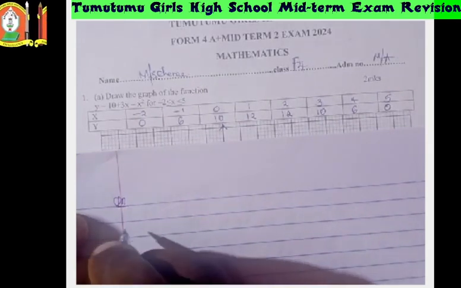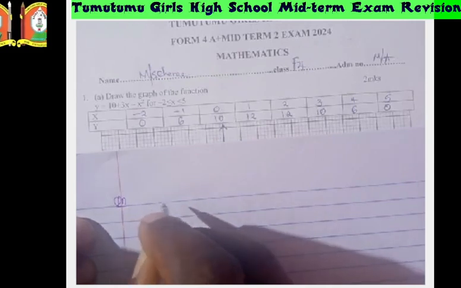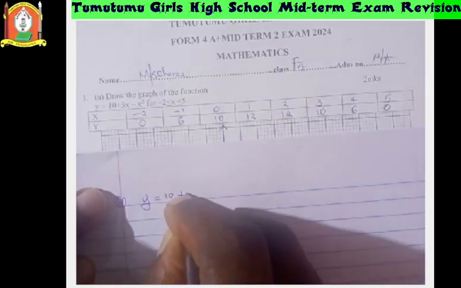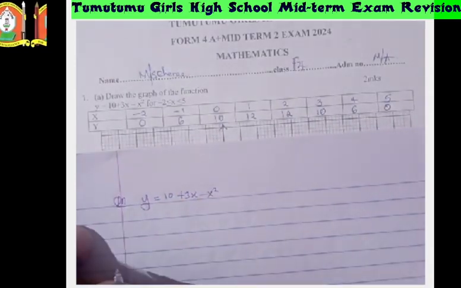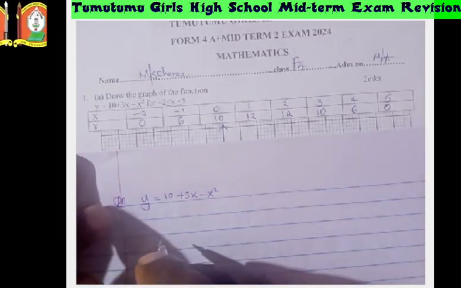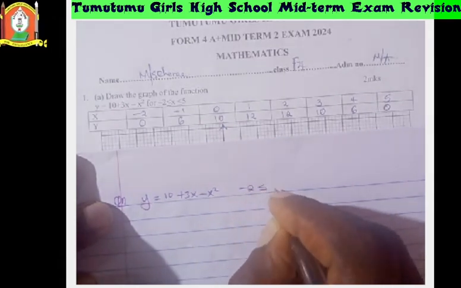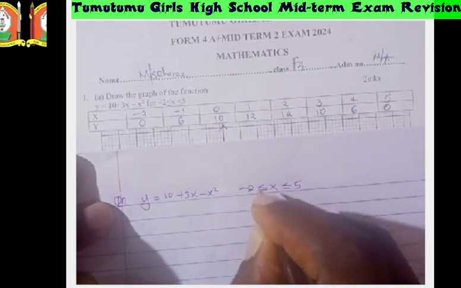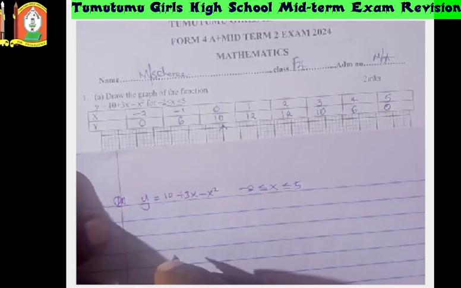Question 1. We are told to draw the graph of the function y equals 10 plus 3x minus x squared. In this case, we are supposed to form a table for the range -2 less than or equal to x less than or equal to 5, that is starting from -2 to +5.